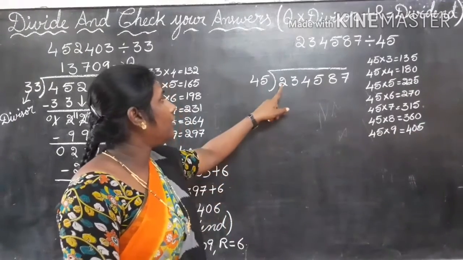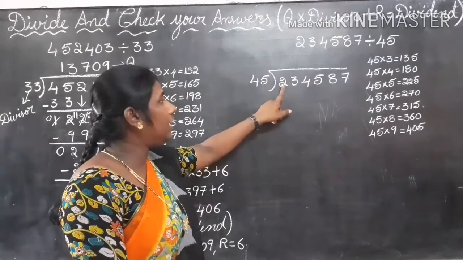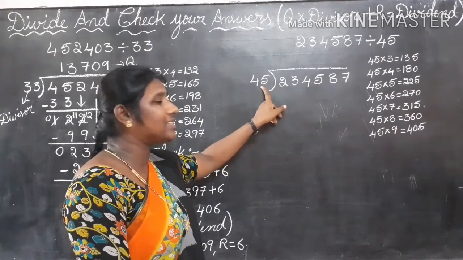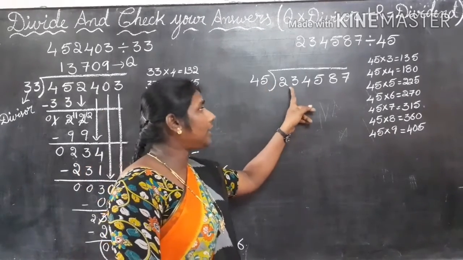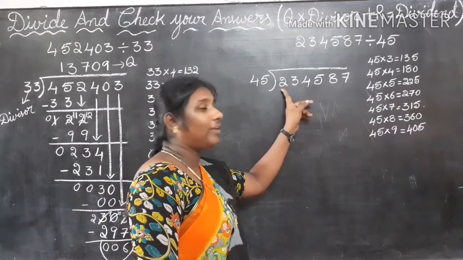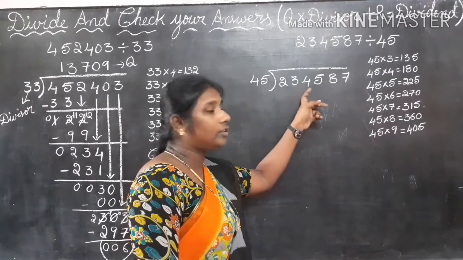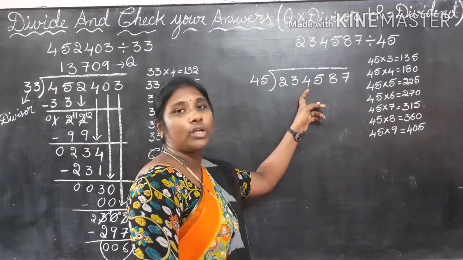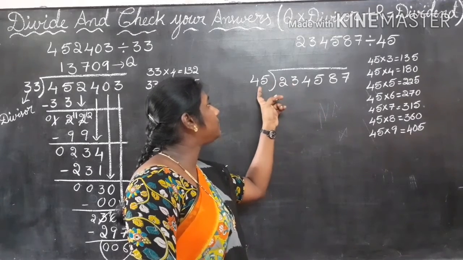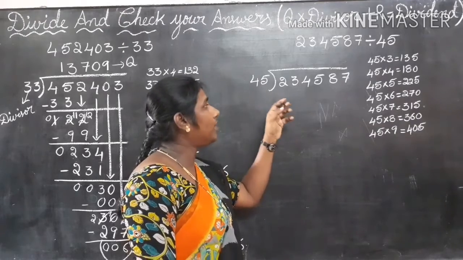Now first number here 2. If we take 2, this 2 is less than the divisor. So we have to take two numbers, 23. But 23 is also less than the divisor 45. Next we have to take 3 digits, 234. This 234 is more than 45. So we can start the division.